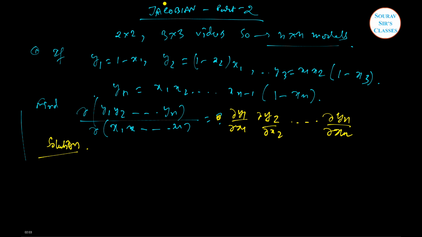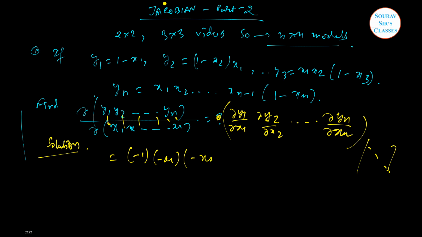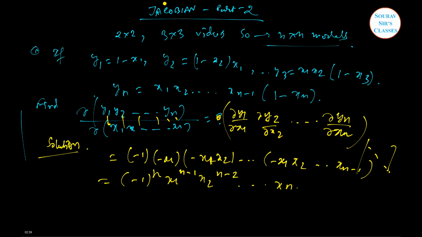This time we are not going to form that n into n order determinant and then do it. We just take this part: y1 with x1, y2 with x2, in that correspondence. So in the correspondence proceeding we will go. The first one is minus 1, the second one is minus x1, the third one is minus x1 x2, and in that way the last one is minus x1 x2 dot dot dot xn minus 1. So simply we can take minus 1 to the power n common, and this is x1 to the power n minus 1, x2 to the power n minus 2, dot dot dot xn minus 1 to the power 1. So this is the formation.